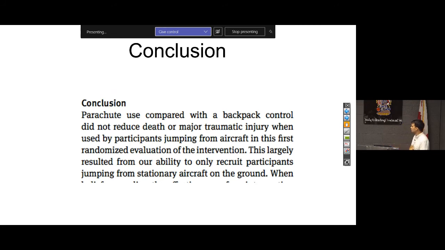So their conclusion: parachute use compared to backpack control did not reduce death or major traumatic injury when used by participants jumping out of an aircraft in the first randomized control trial. If you stop there, you're in trouble. This largely resulted from the ability to only recruit participants jumping from a stationary aircraft on the ground.